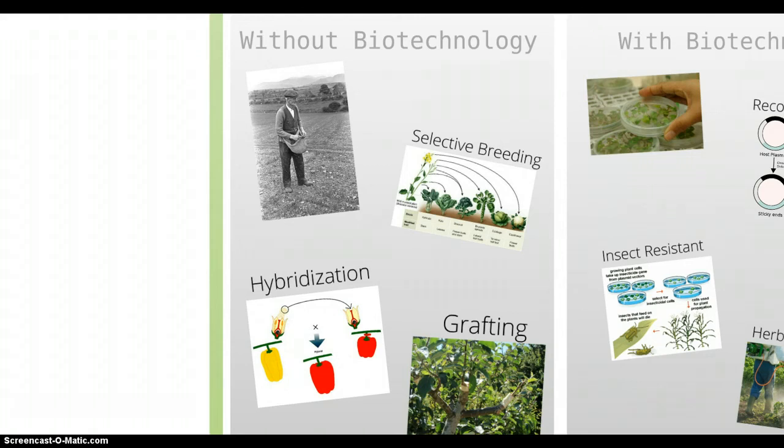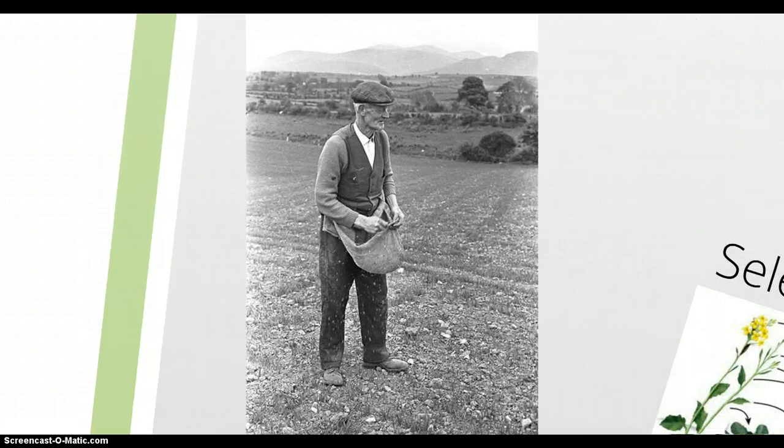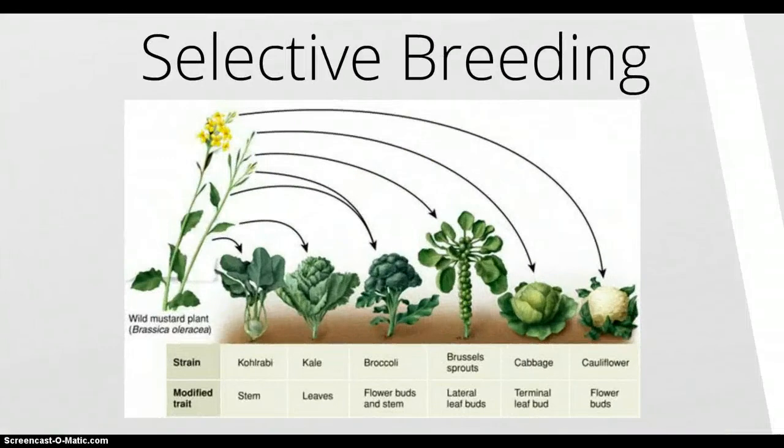Some of the characteristics that farmers breed for are bigger flowers, better taste of the vegetables or fruits that they're growing, richer color, increased tolerance to heat, cold, or drought. So like I said, farmers have been doing this for a very, very long time. And they use three processes. Selective breeding is the first process.